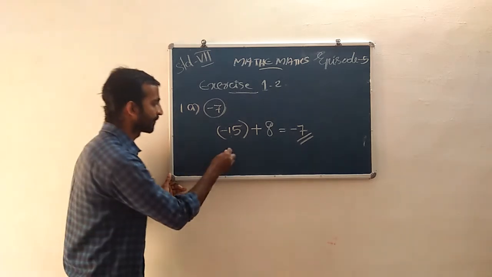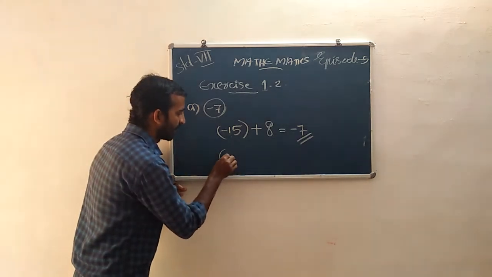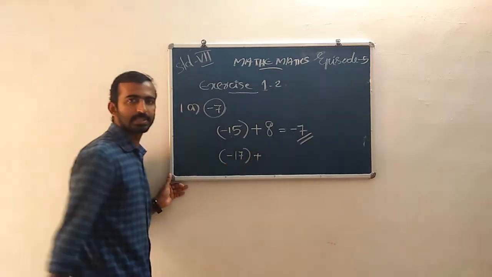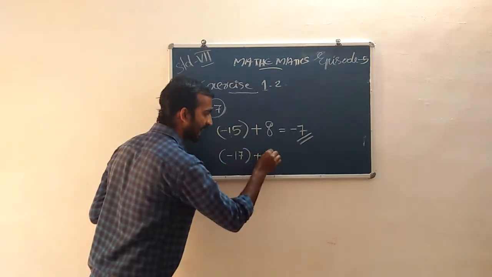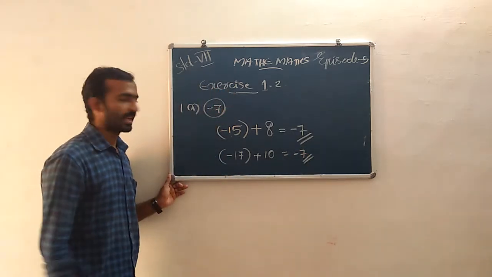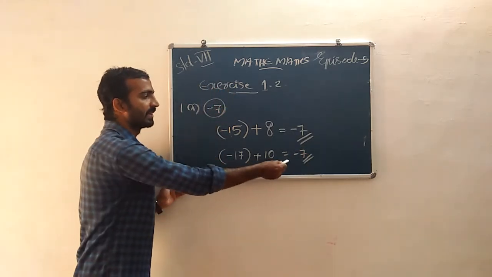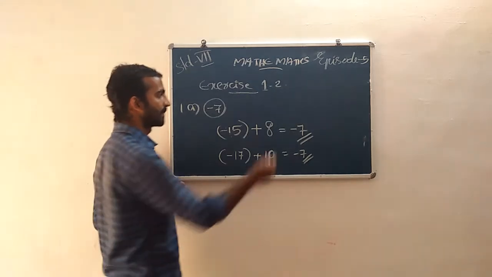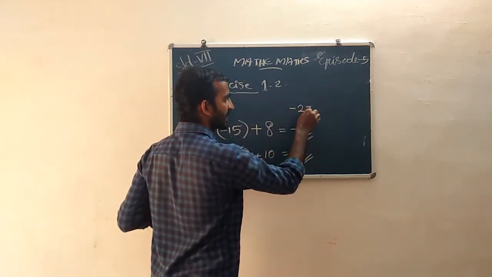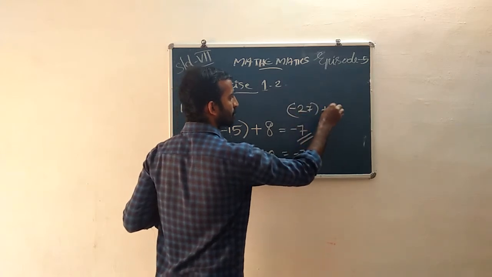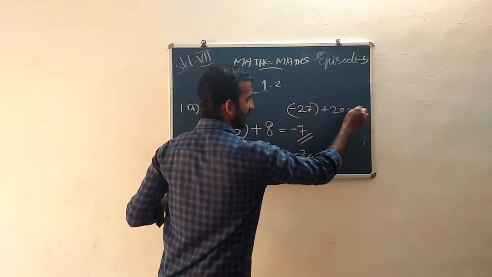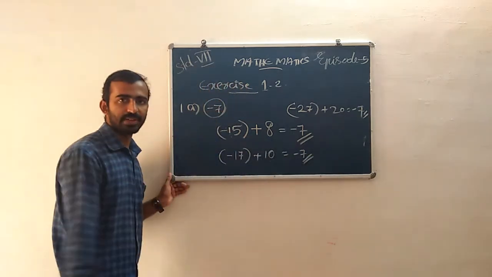For another one, negative 17 plus 10, we get the answer negative 7. For another one, negative 27 plus 20, we get the answer negative 7.